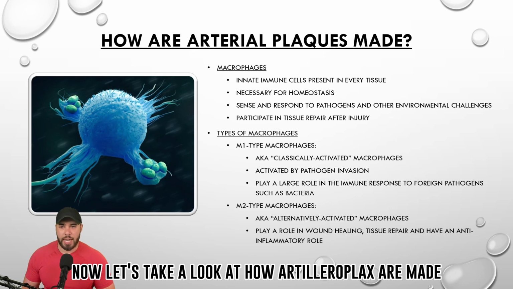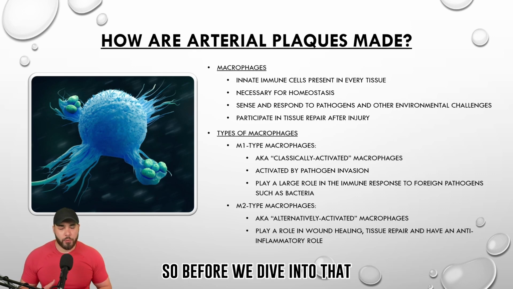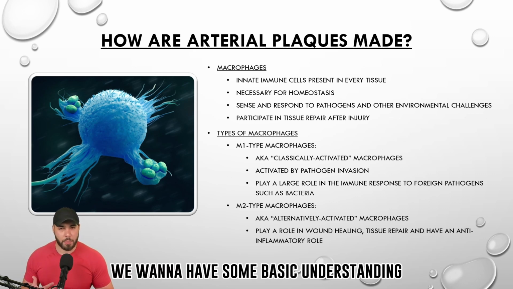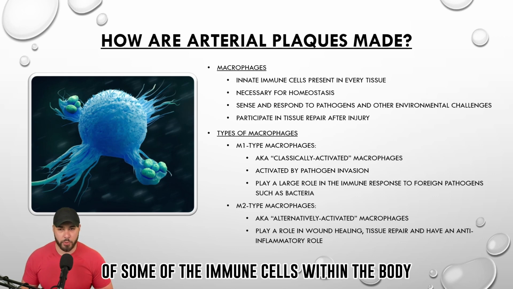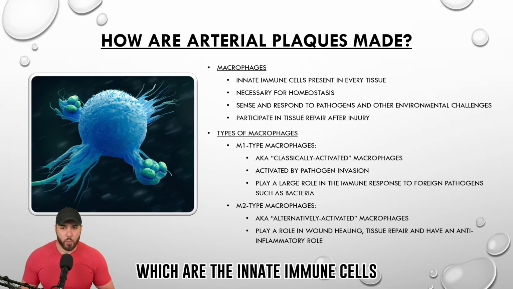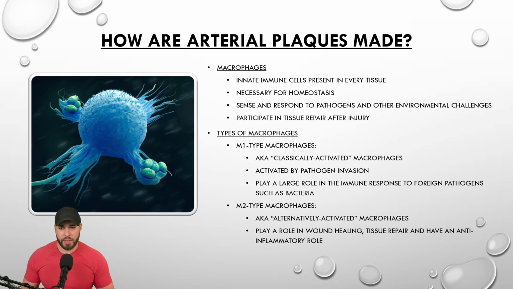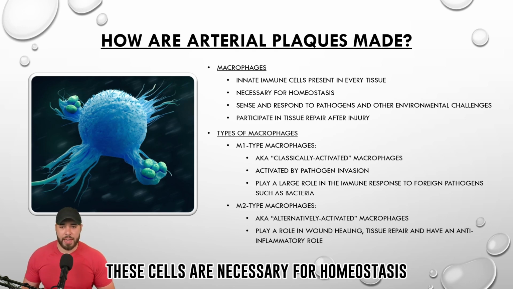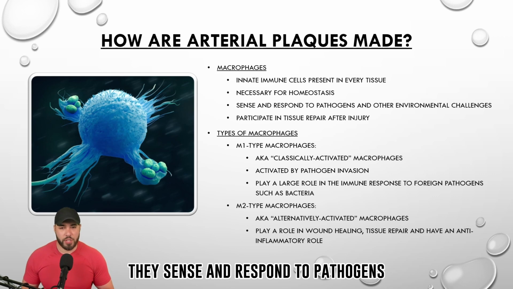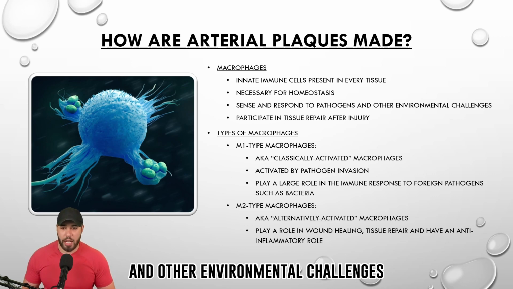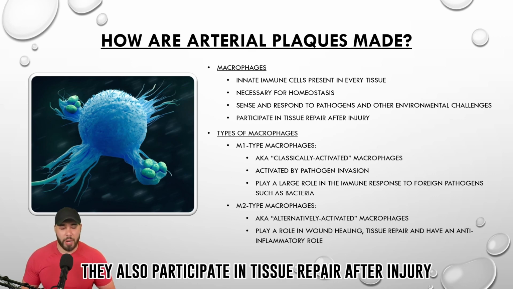Now let's take a look at how arterial plaques are made. Before we dive into that, we want to have some basic understanding of some of the immune cells within the body. So we have macrophages, which are the innate immune cells present in every tissue. These cells are necessary for homeostasis. They sense and respond to pathogens and other environmental challenges. They also participate in tissue repair after injury.